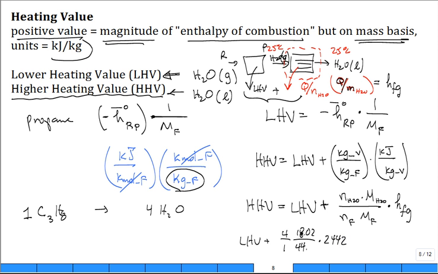If you change to a different fuel, let's say you burn acetylene, C2H2, right? Well, how many moles of water are produced per mole of fuel burned for acetylene? 1. And so in this equation going from the lower heating value to the higher heating value, that coefficient changes, and the molar mass of the fuel changes. But the hfg stays the same.